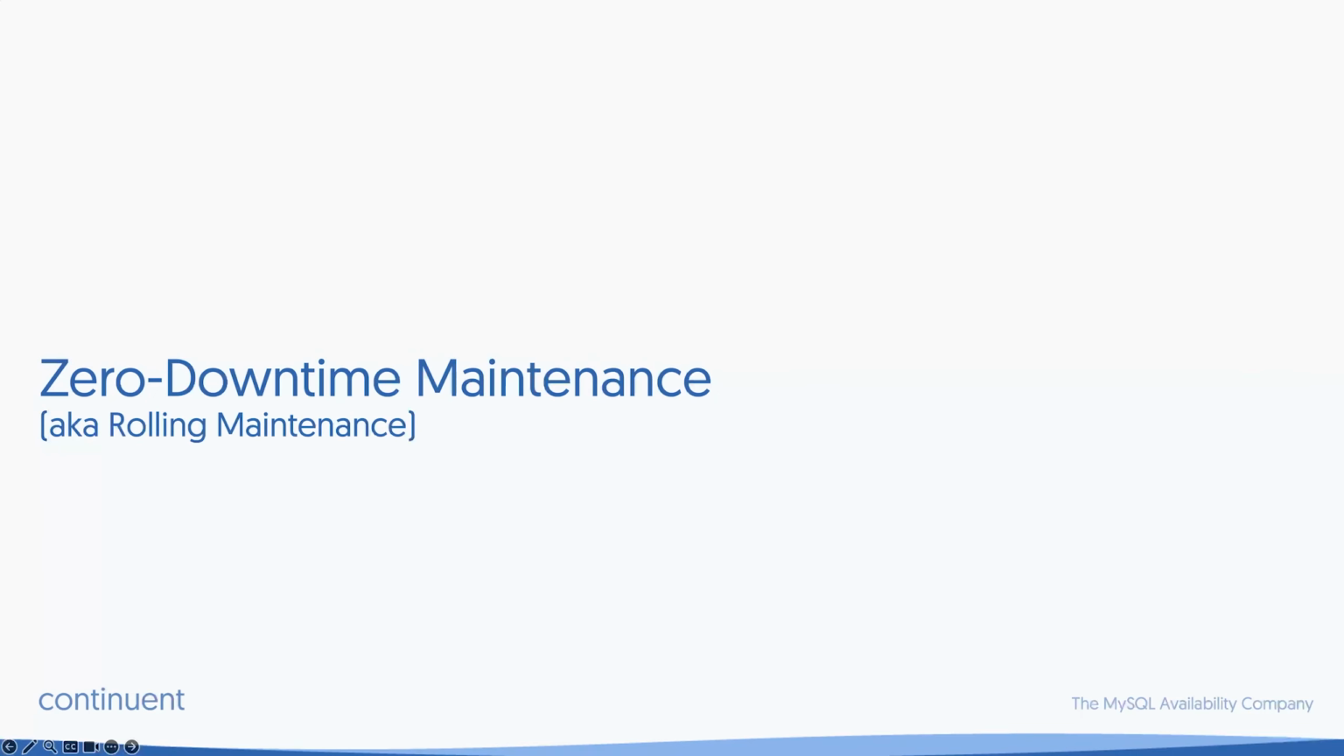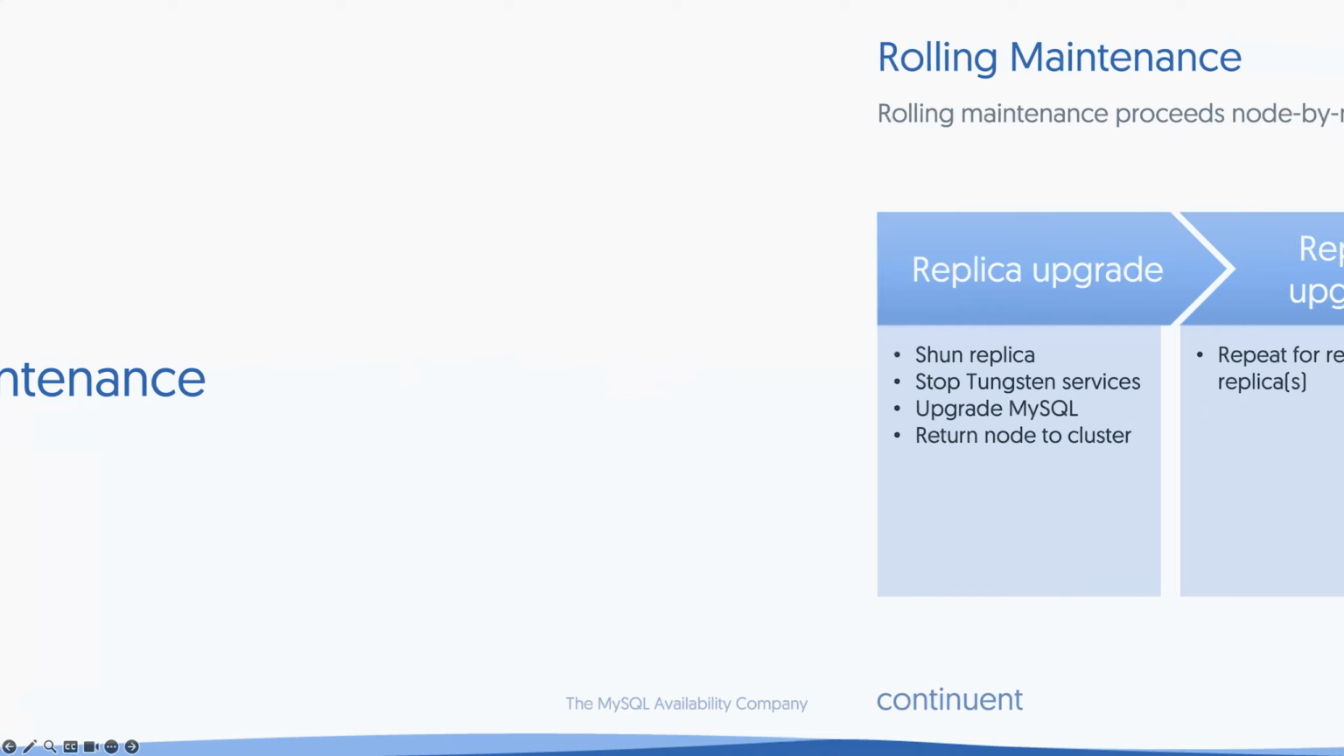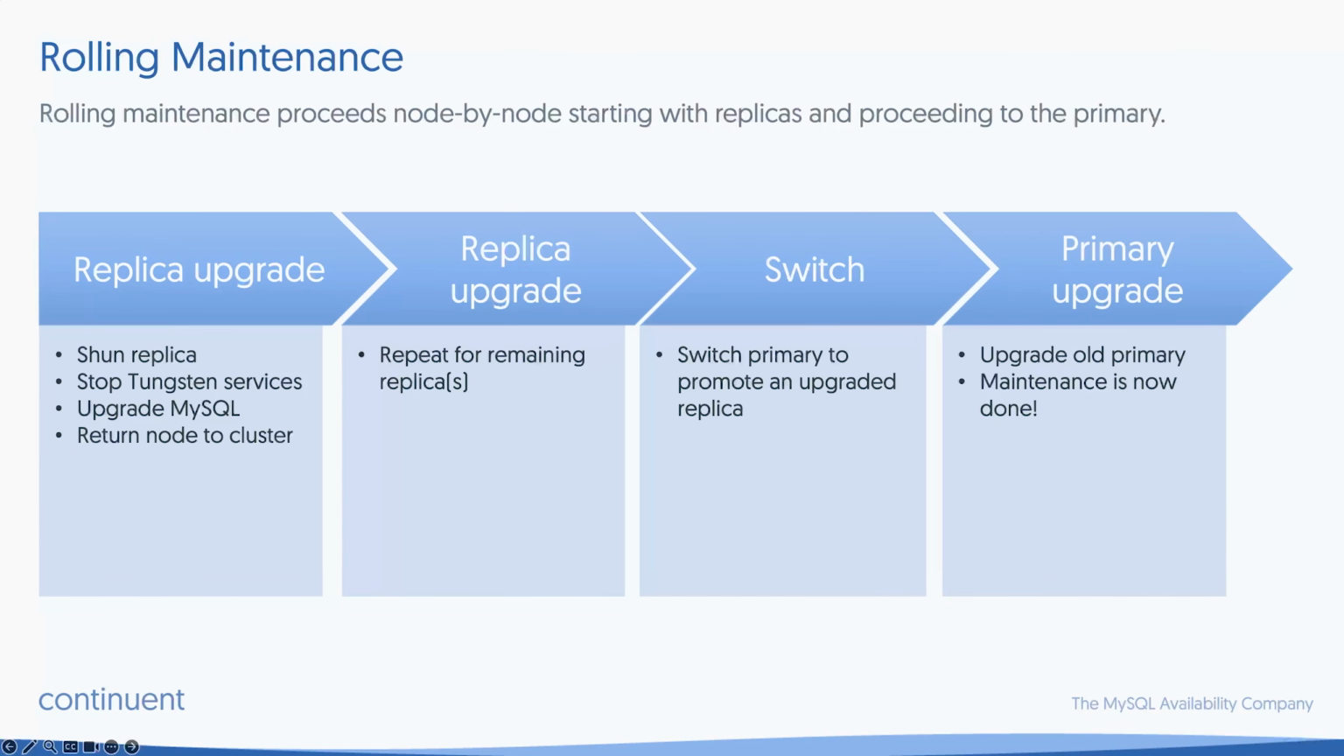Zero-Downtime Maintenance is one of the most useful features of the cluster, and enables you to make changes node by node without the need to switch your applications off and upset your customers. This is the typical workflow for the rolling maintenance process for upgrading MySQL. First, you would shun a replica node. This marks the replica as isolated within the cluster and connectors will not send traffic to it. It is then safe to stop the Tungsten services if required. Not every type of maintenance will require you to stop the Tungsten services, but if upgrading MySQL or performing operating system changes, then it would be recommended. Then you can perform your database upgrade and finally restart Tungsten services and return the node to the cluster.